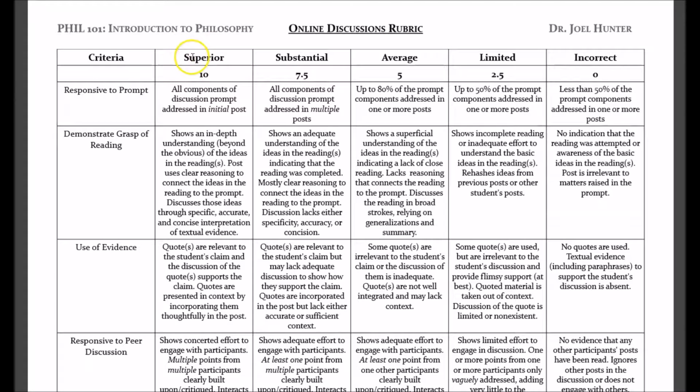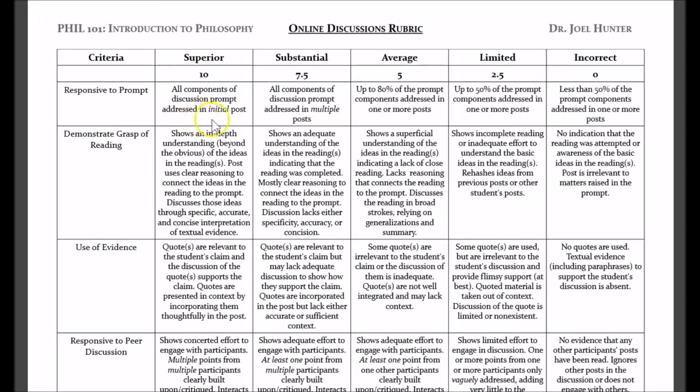Now there's another part to it that is important, and that is that you address all the components in the discussion prompt in the initial post. So the initial post is whatever you post first for that week's discussion. And obviously this would be before the deadline that is posted in your class schedule for that discussion. You can, of course, come back to a post that you start in order, say, to get it in on the deadline, and follow up with additional posts to complete it.